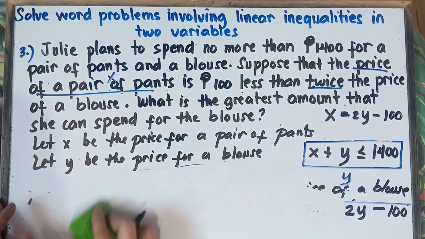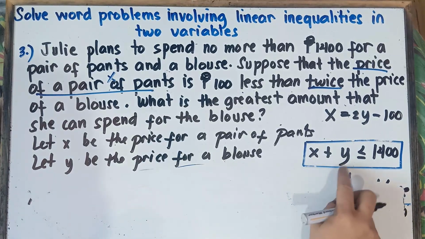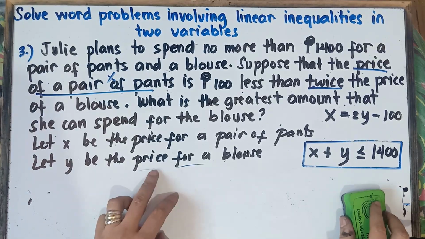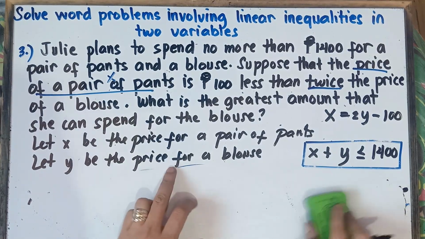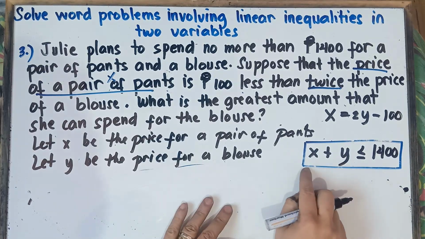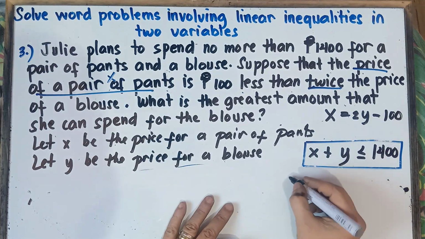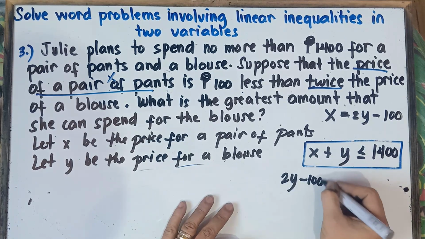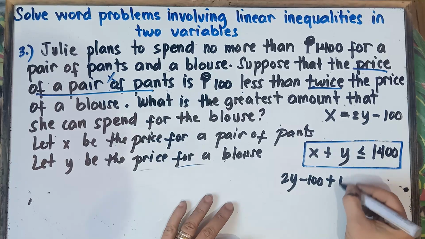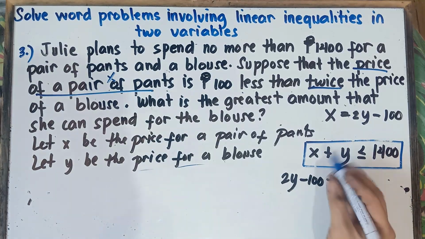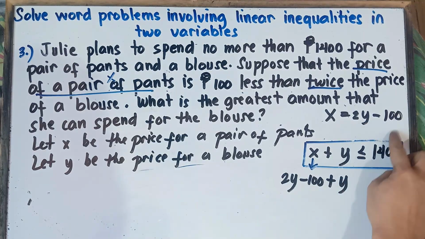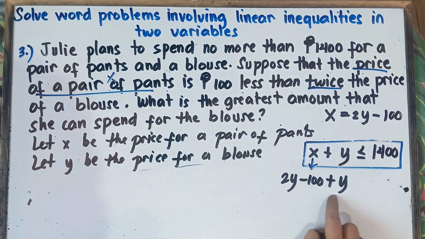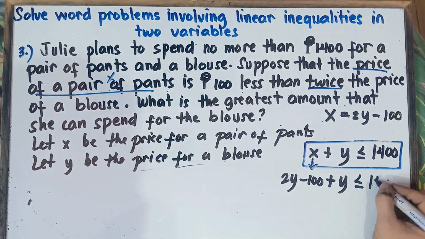Alright, and then simply substitute, class, the value of X so that we can get the value of Y. So Y, that would be the price of a blouse. So substitute the value of X. The value of X, that would be 2Y minus 100. Copy plus Y. So 2Y minus 100 plus Y. Where did you get 2Y minus 100? That would be the value of X. So 2Y minus 100 plus Y is less than or equal to 1,400.